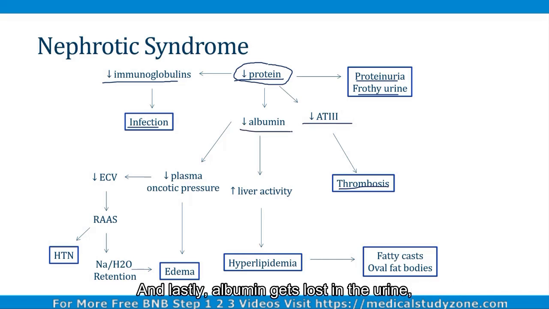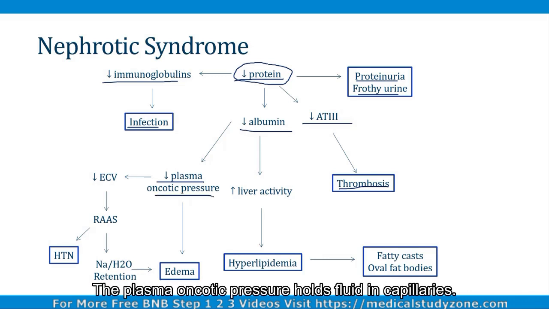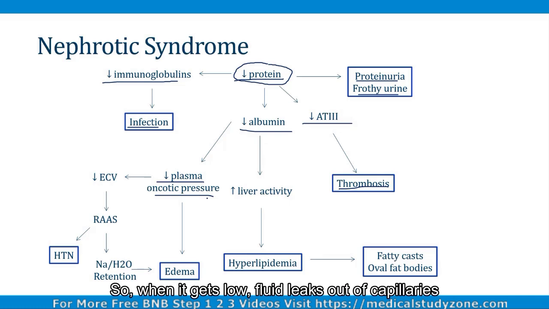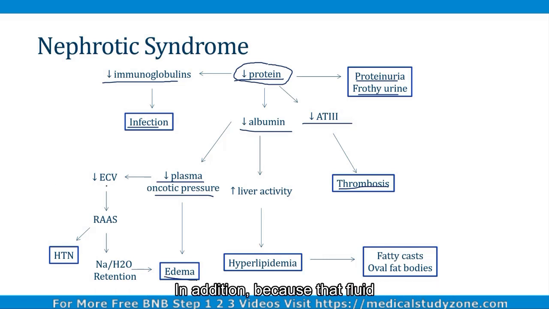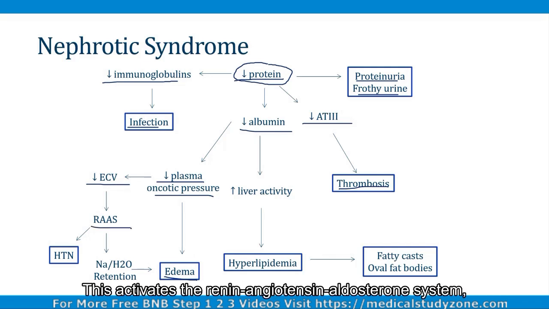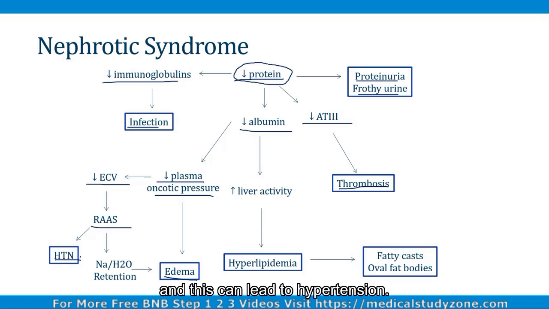And lastly, albumin gets lost in the urine, and this leads to a couple of clinical effects. First of all, it lowers the plasma oncotic pressure. The plasma oncotic pressure holds fluid in capillaries, so when it gets low, fluid leaks out of capillaries into tissue beds, and this causes edema, which patients always have with nephrotic syndrome. In addition, because that fluid is leaking out into tissue beds, there's a lower effective circulating volume. This activates the renin-angiotensin-aldosterone system, and this can lead to hypertension. Activation of the RAS also causes sodium and water retention, and that makes the edema worse.